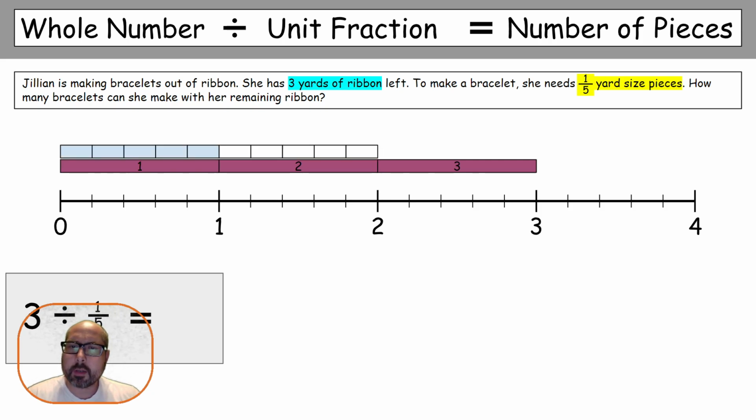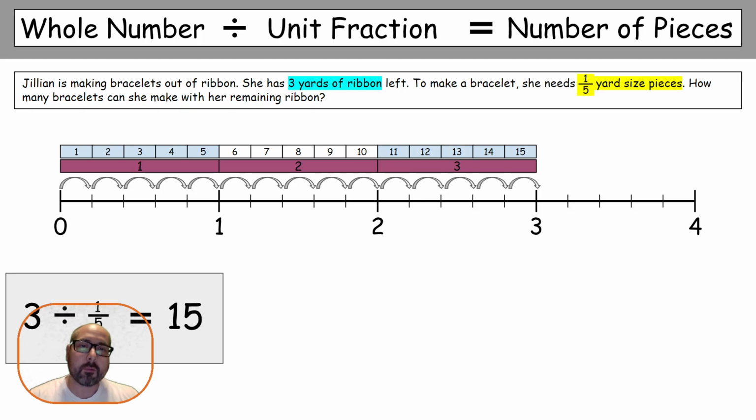And we can go ahead and take each yard and divide it up into 1/5 size pieces. And the number line kind of helps you do that. Okay, we count those pieces up. We end up with 15 of them. So 3 yards is going to give us 15 of these 1/5 size pieces. And that's going to be our answer.